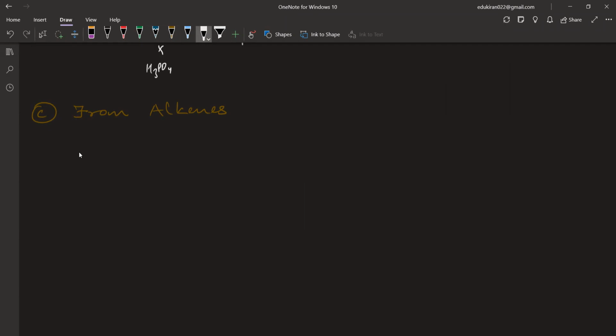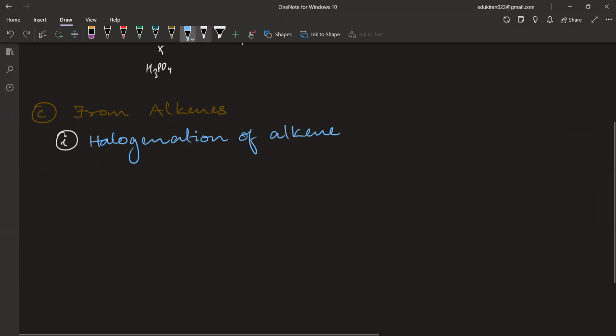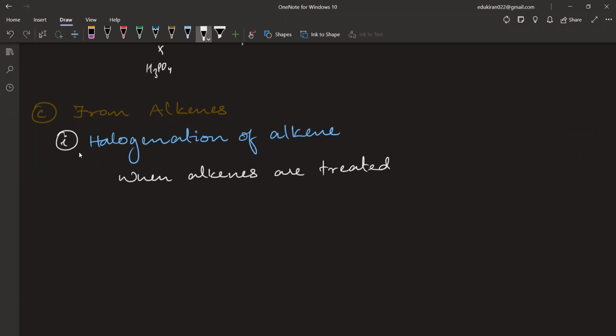Now, in alkenes, we will start the reaction with, please write number 1. Halogenation of alkene. Please write, when alkenes are treated with halogen, they form dihaloalkanes.